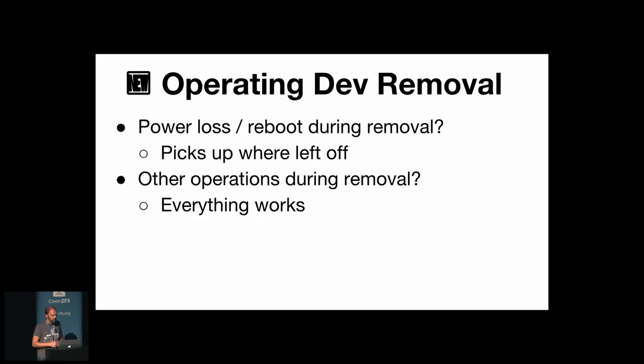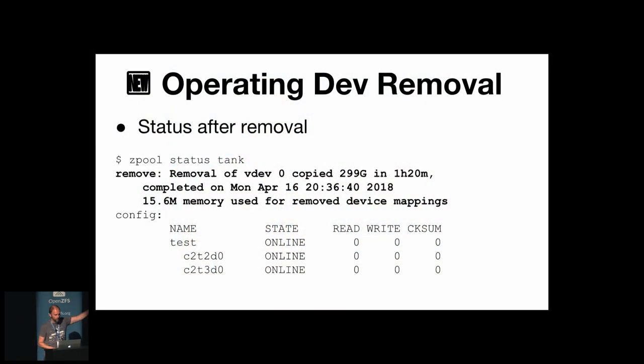If you lose power or you reboot during your removal, it'll pick up where it left off, so it remembers all the progress. And you can do everything else while you're in the middle of the removal. You can add new devices, you can take snapshots, everything. And then after you complete the removal, Zpool status tells you about that as well, and it tells you how much memory is used. This memory used applies to all device removals. So you can remove a device and then add another device and then remove another device. You can remove as many devices as you want until you get down to one device. And then you have to add some more before you can remove them.